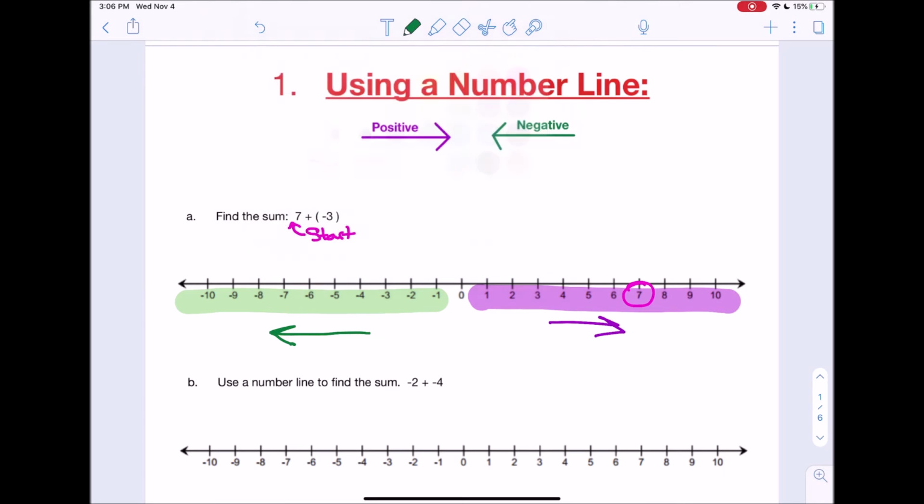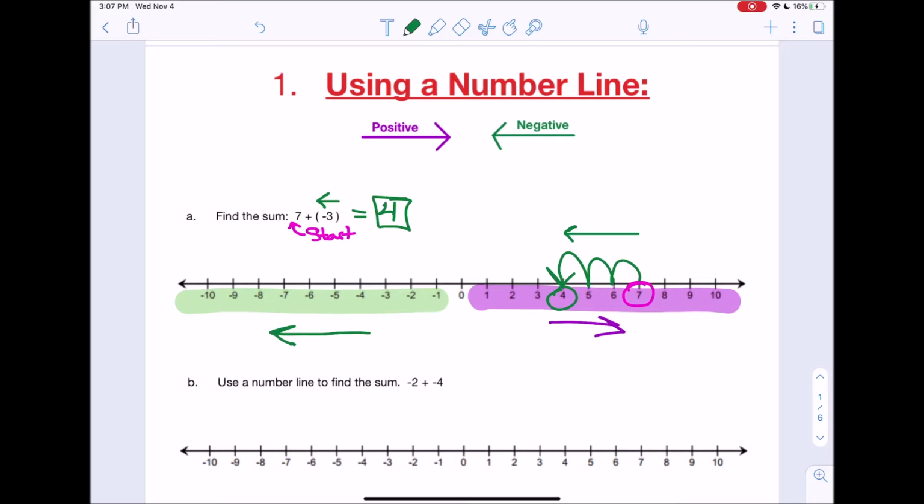Okay, now we're adding negative 3, and remember, negatives go towards the left. So from my starting point of positive 7, I'm going to the left 3 times. 1, 2, 3. And I end up at positive 4. So that means positive 7 plus negative 3 is a positive 4. Okay, now I like to bounce from one number to the next. You could also start at your starting number and draw an arrow 3 places to the left. It doesn't matter which method you use. It's whatever you feel most comfortable with.